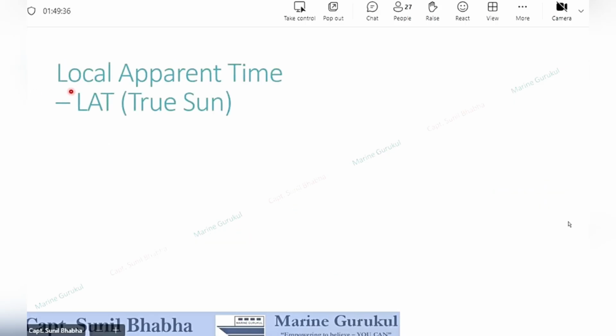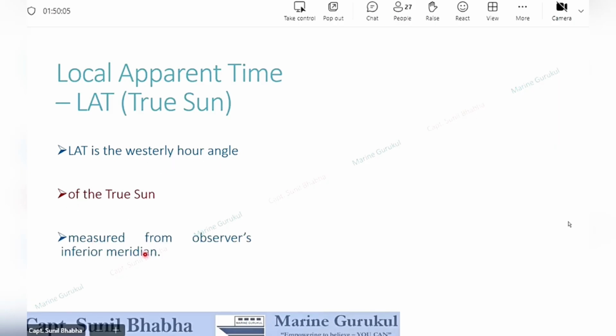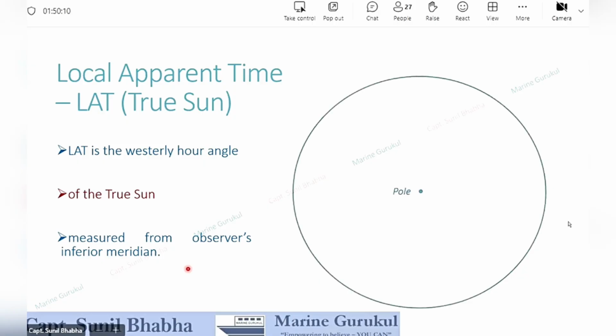Let's now see the definition of local apparent time, or LAT. Looking at the word apparent, we know that it is referenced to the true sun. The GMT and LMT were referenced to the mean sun, but the LAT and after this the GAT, local apparent time and Greenwich apparent time, are referred to the true sun. So LAT is the westerly hour angle of the true sun measured from the observer's inferior meridian. Let's have the same diagram which we referred to for GMT and LMT.